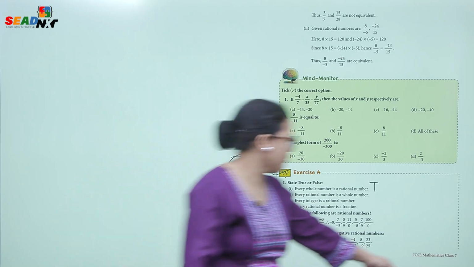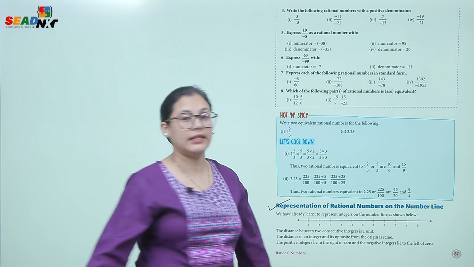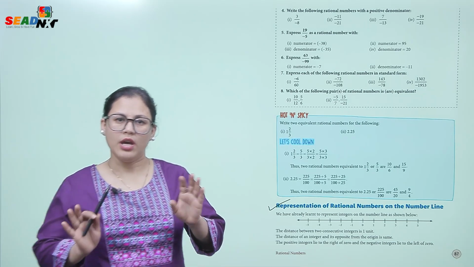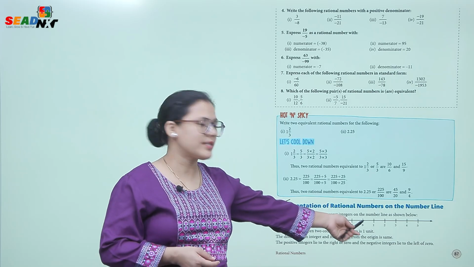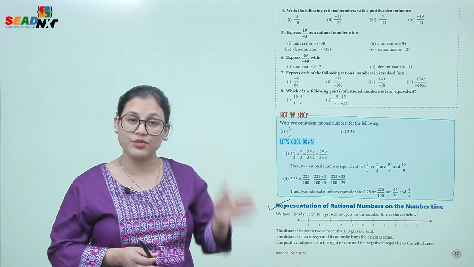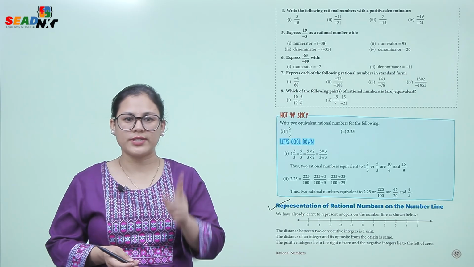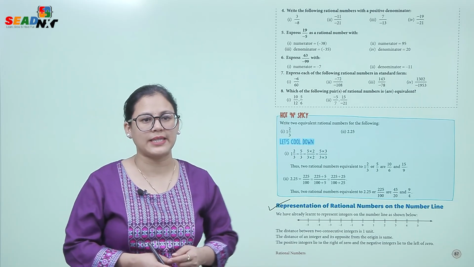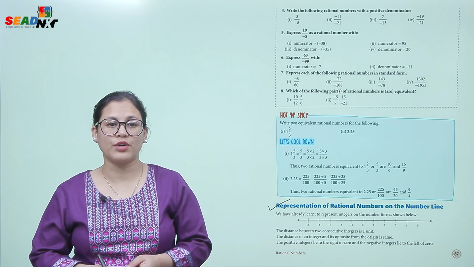Now move on to next topic, which is representation of rational numbers on the number line. We have already learned to represent integers on the number line as shown below. हमने पढ़ा है कि किस तरह से इंटीजर्स को हम नंबर लाइन में शो करते हैं. Like this, there is 0, towards right of 0 there are positive integers and towards left of 0 there are negative integers. The distance between two consecutive integers is 1 unit. The distance of an integer and its opposite from the origin is same. The positive integers lie to the right of 0 and the negative integers lie to the left of 0.